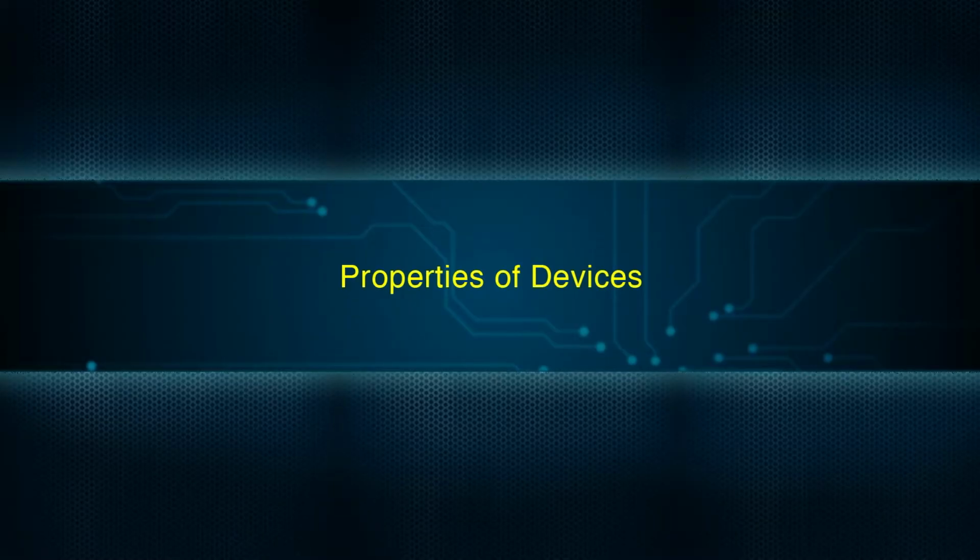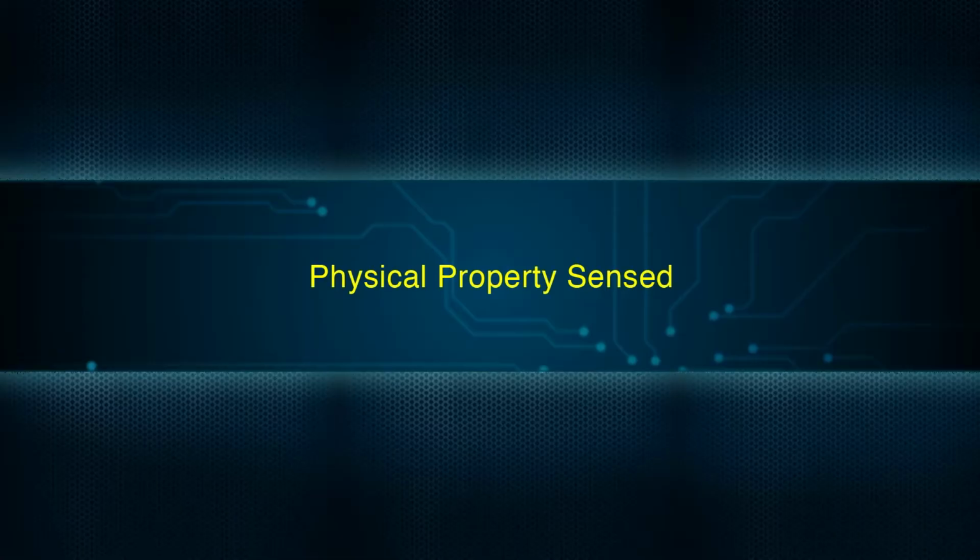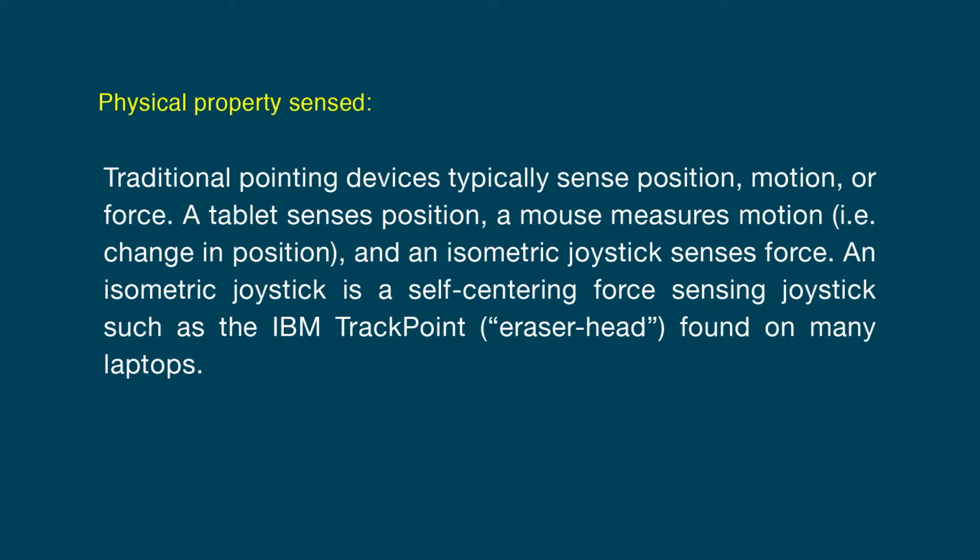Properties of devices. The number and types of input devices and output devices available in the market today can be completely confusing. Fortunately, there are a number of organizing properties and principles which can help to make sense of the design space and performance issues. Physical properties sensed. Traditional pointing devices typically sense position, motion or force. A tablet senses position, a mouse measures motion, that is change in position, and an isometric joystick senses force. An isometric joystick is a self-centering force sensing joystick such as the IBM TrackPoint, the eraser head found on many laptops.